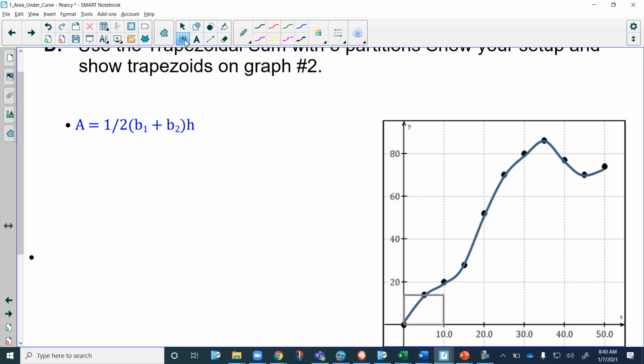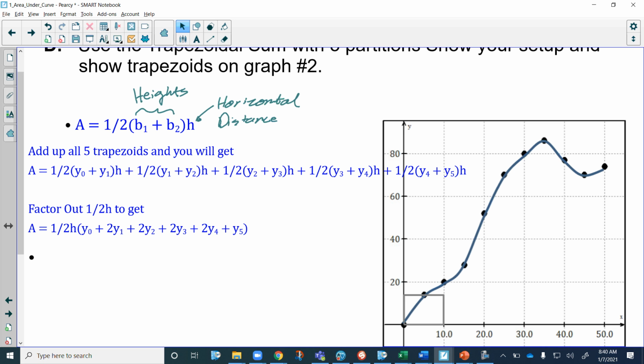Now in this case, the height of the trapezoid is actually going to be the horizontal distance, your motion side to side on your x-axis. And the bases of your trapezoid are going to represent the two different heights that you have on the trapezoids when you draw them.